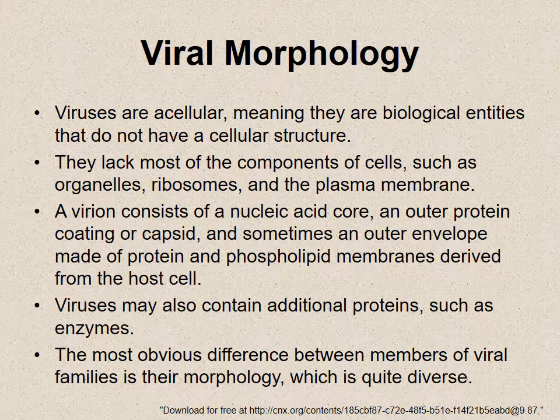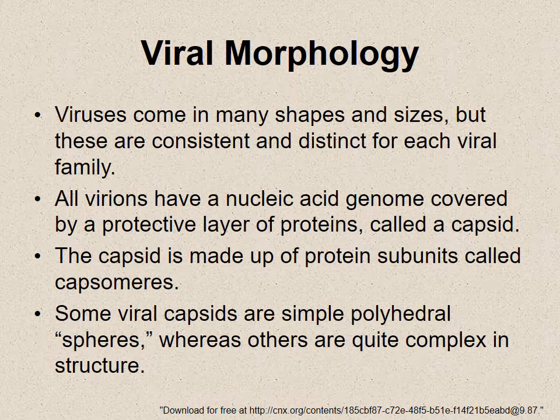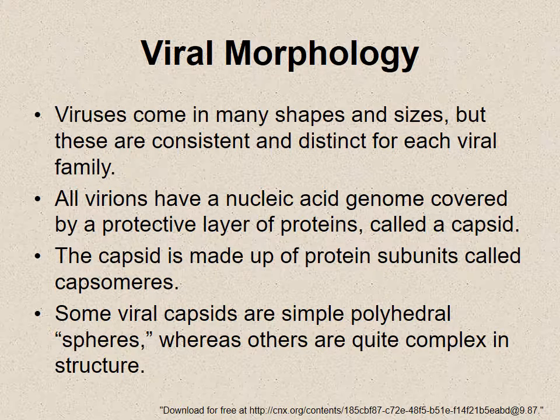Now, viruses can also contain other proteins like enzymes. And then the most obvious difference between members of viral families is the morphology, which is quite diverse. Viruses come in many shapes and sizes, but they're consistent and distinct for each virus family. All virions have a nucleic acid genome covered by the protective proteins called the capsid, which we've already talked about. The capsid itself is made up of protein subunits called capsomeres.